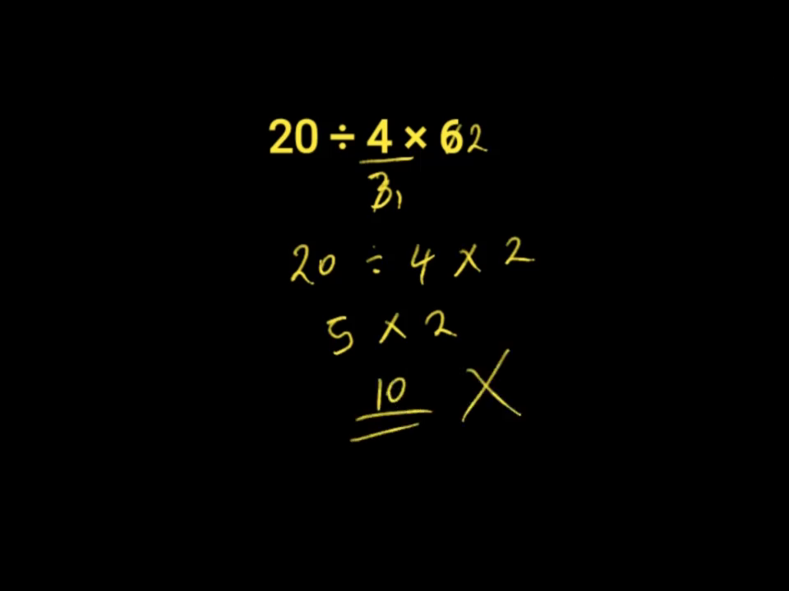10 is the wrong answer to this question because division and multiplication have equal priority. So we have to work from our left to our right, which is we have to solve this division first before solving our multiplication because it is on our left hand side. Let us solve the right answer to this question.